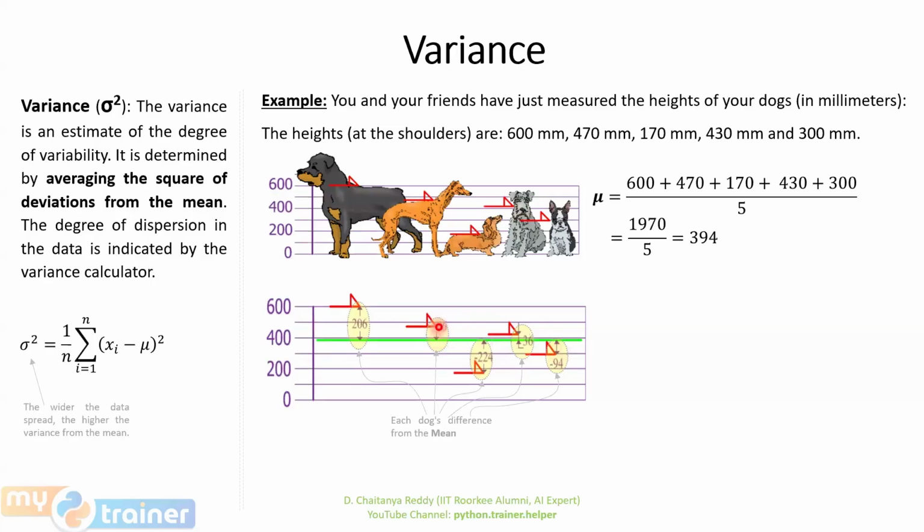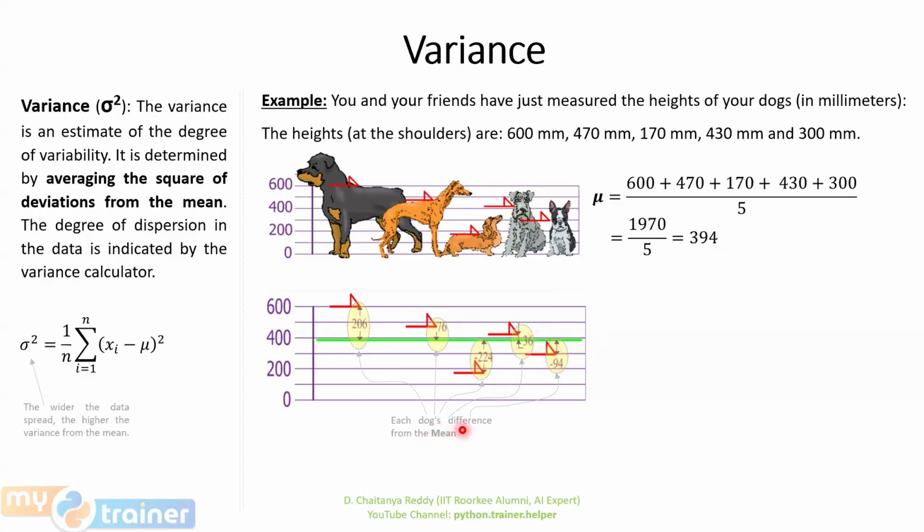Second dog, there is 76, the difference between the average of the 5 dogs and the second dog's height. Third dog is much shorter, minus 224. So it is smaller than the average of the dogs, and minus 224 is the difference between the average of the 5 dogs and the third dog's height. Similarly, the fourth dog and fifth dog.